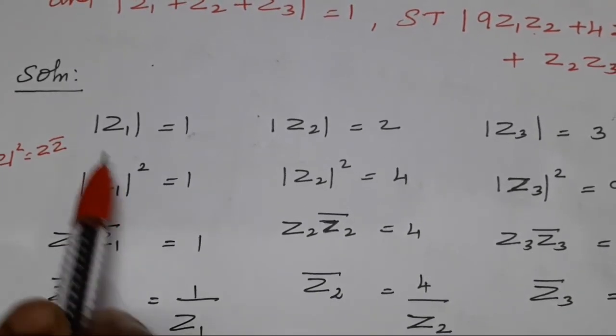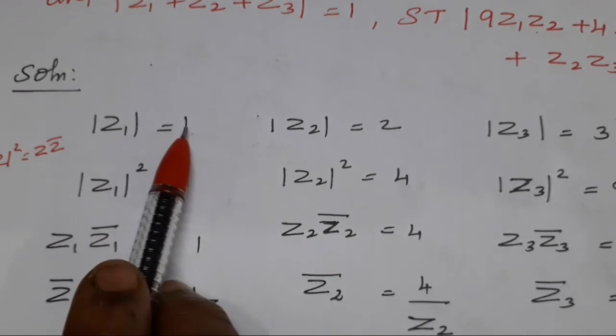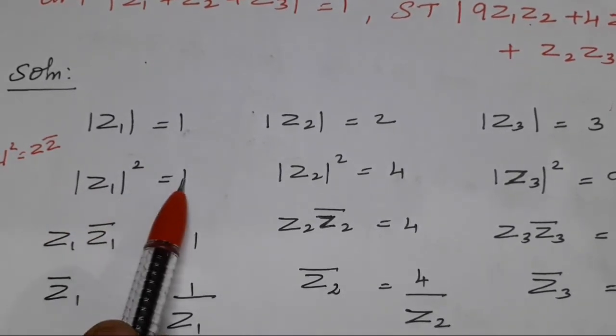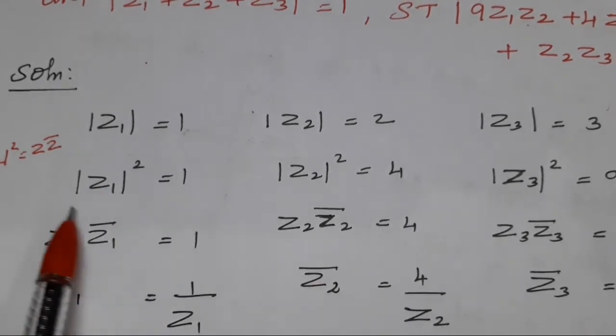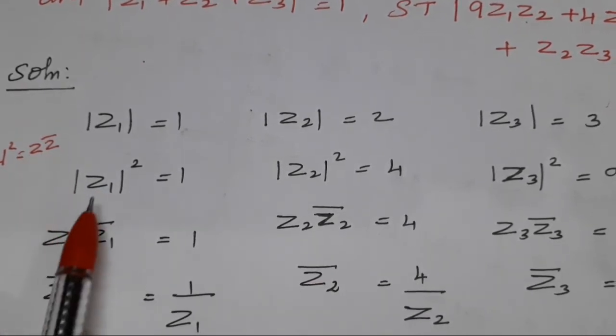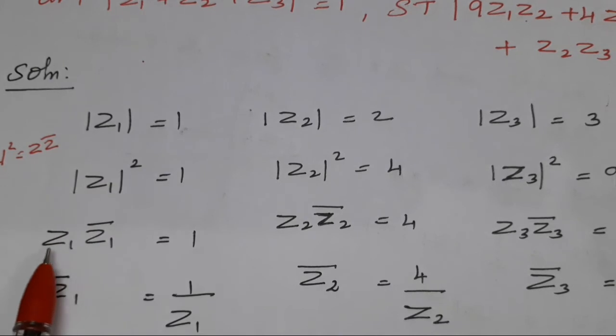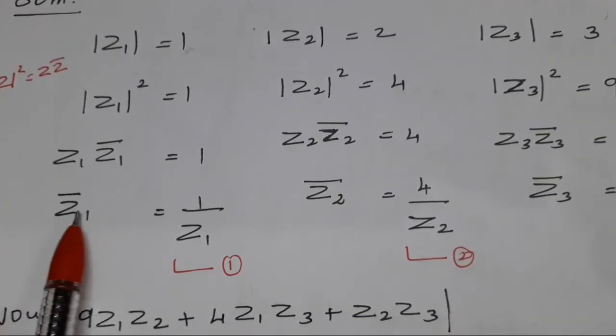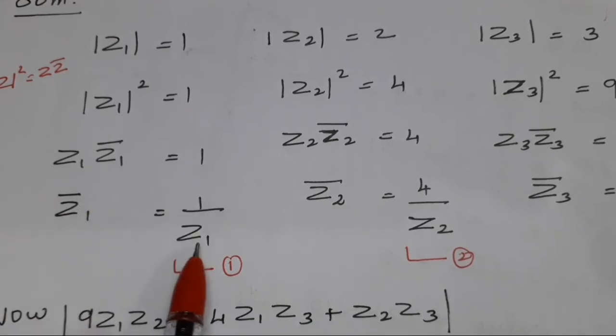Similarly, the question gives modulus of z1 equal to 1. If we square on both sides, modulus of z1 square equal to 1 square, which is nothing but 1 only. So, since modulus of z square is z into z bar, similarly modulus of z1 square is z1 into z1 bar equal to 1. Now z1 bar equal to 1 by z1.